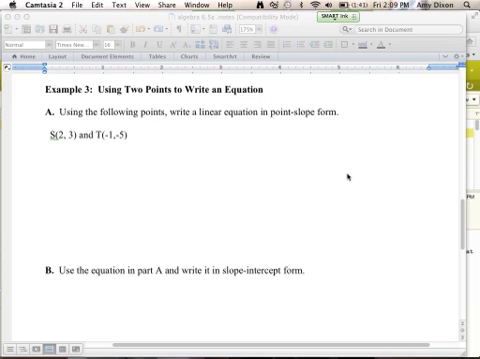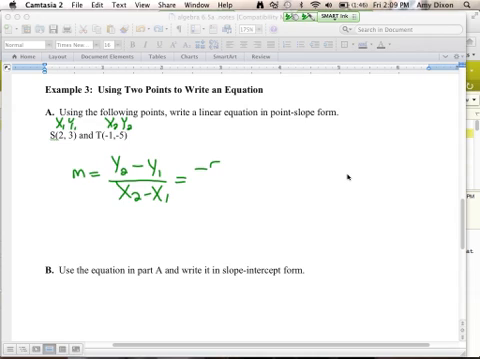All right, example 3. We've got the following points, and we need to write an equation of a line. When you're only given 2 points, we don't have an m. So what we have to do first is find the slope between point S and point T. Now, we haven't done this in a little while, but the slope formula is y2 minus y1 over x2 minus x1. So we need to make one of these points x1, y1, and one of them x2, y2. Then we plug it into the formula.